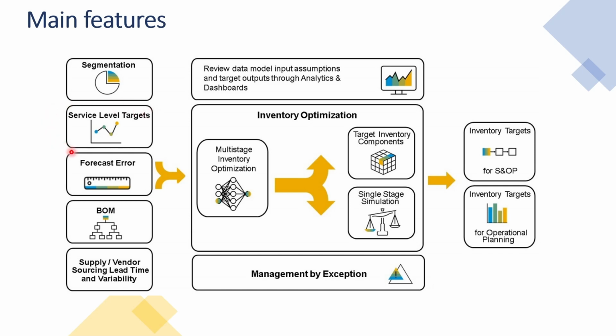To set your service level targets, to calculate your forecast errors, and also consider possibly all your bill of materials and all your supply chain network. And then out of this optimization, you get a result of safety stocks and inventory targets. That's what we see on the right side. Not forgetting the alert management, which is of course available in each and every IBP module.